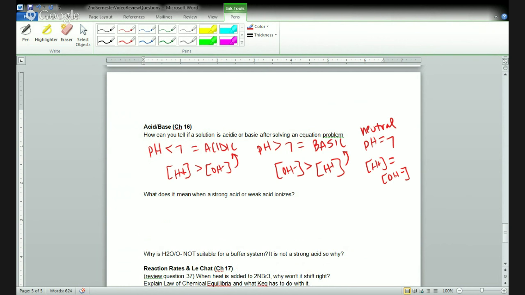Next question. What does it mean when a strong or weak acid ionizes? What that word ionizes means is to break apart into ions.